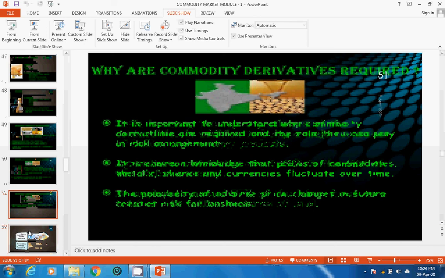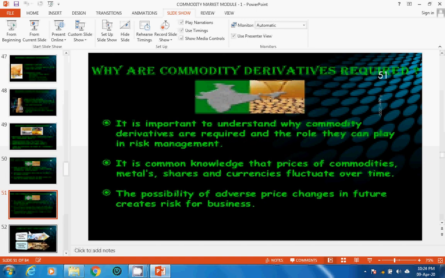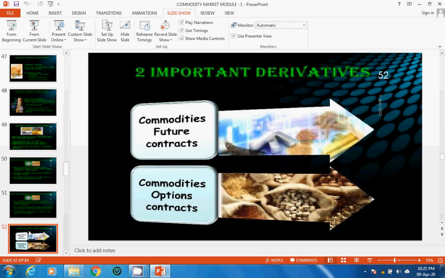It's important to understand why commodity derivatives are required and what role they can play in risk management. It is common knowledge that the prices of commodities, metals, shares and currencies fluctuate over time. The possibility of adverse price changes in future creates risk for business. So there are two important derivatives that we need to discuss: number one, commodity futures contracts, and number two, commodity option contracts. We can discuss these two derivatives in detail from the next class.